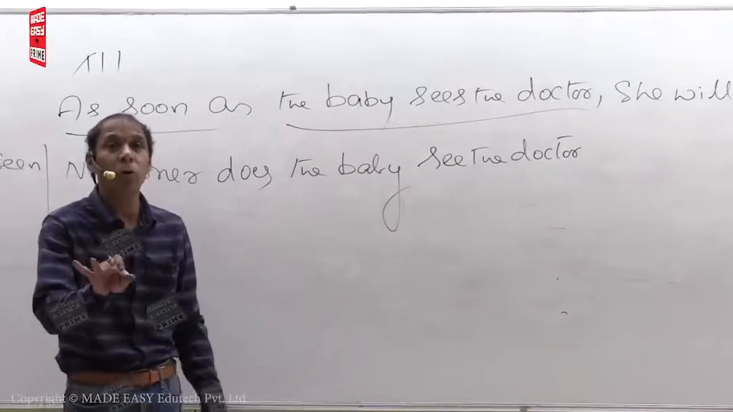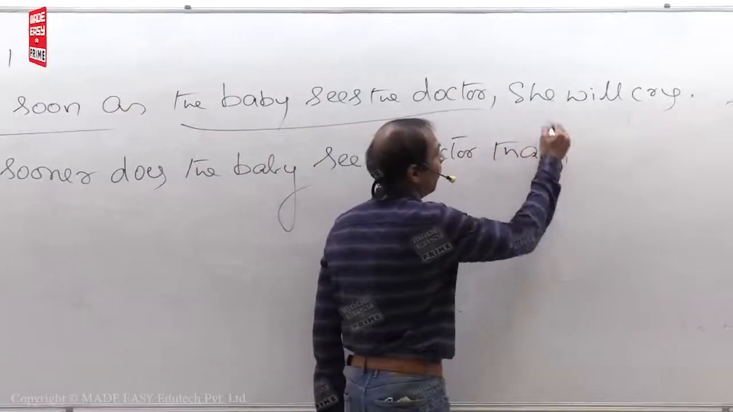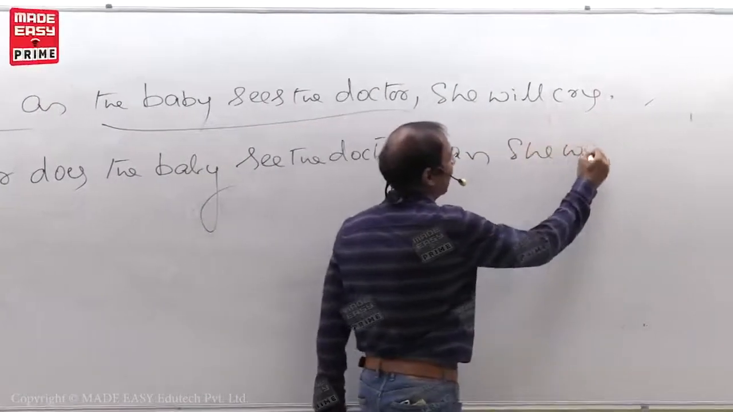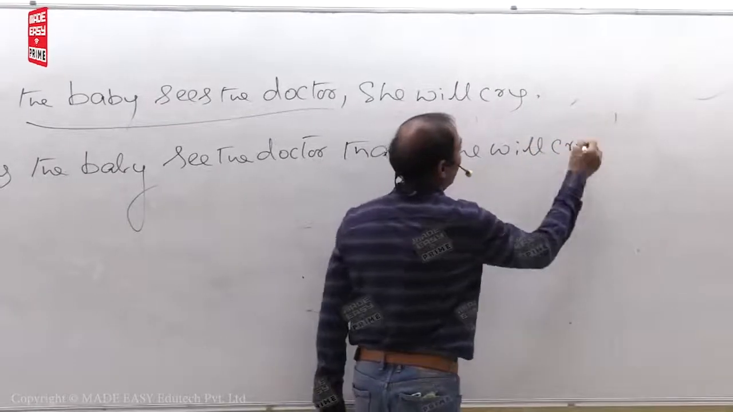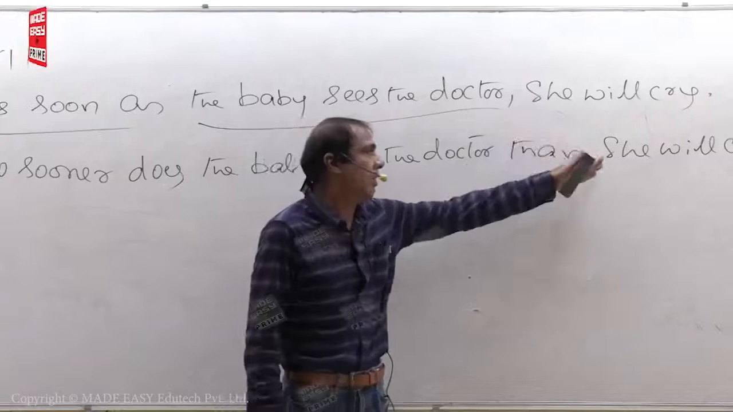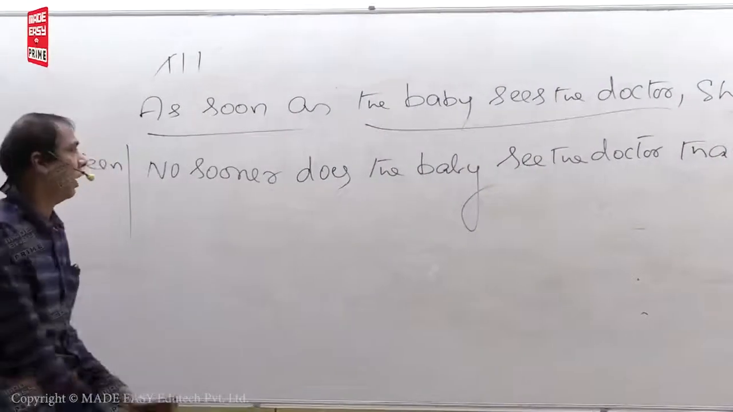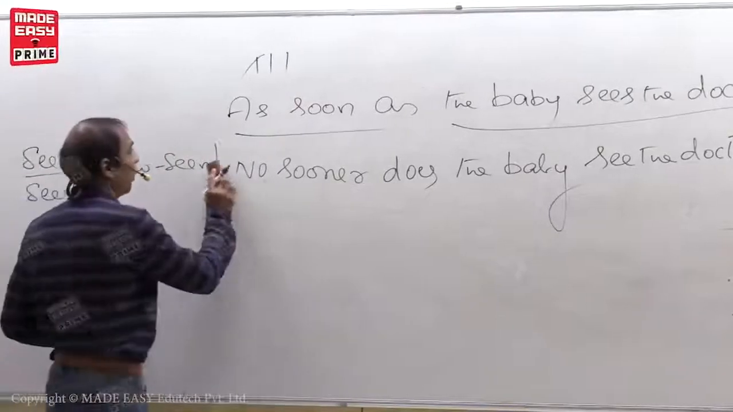Rule number three. Put than before the second sentence. Put than before the second sentence: She will cry. After putting than, repeat the second sentence as usual without any change. Right? That's it. One more.